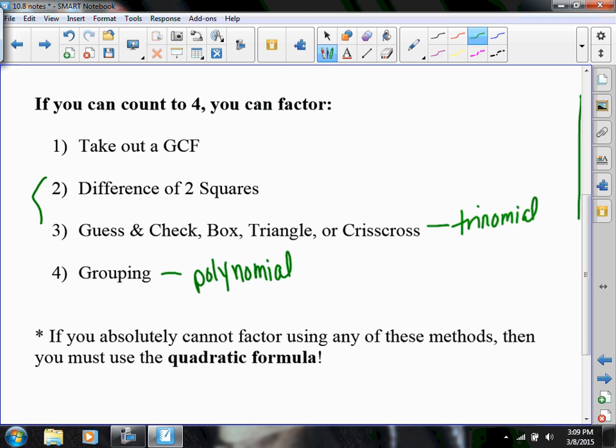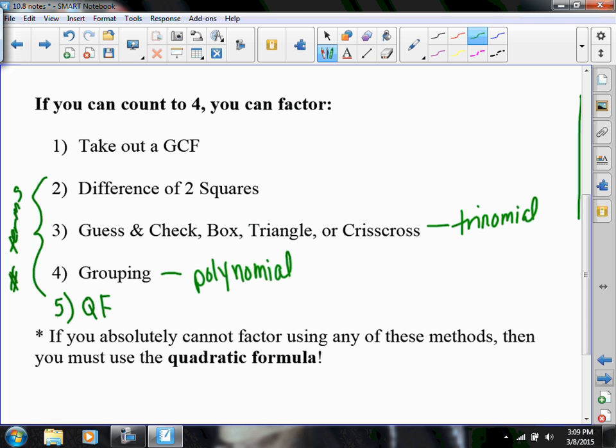Okay, so the second and the third and the fourth steps are basically to count the number of terms that we have in our polynomial. Now, worst case scenario, if you cannot factor with any of these other methods, then you have to do the quadratic formula. So the quadratic formula is really like our last step here.